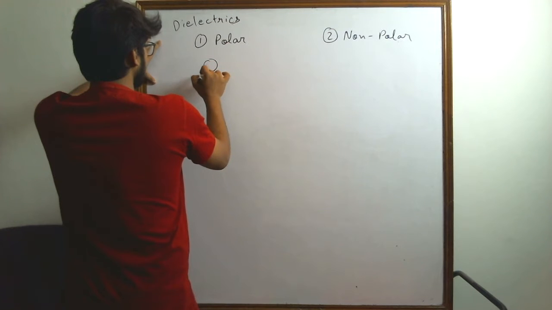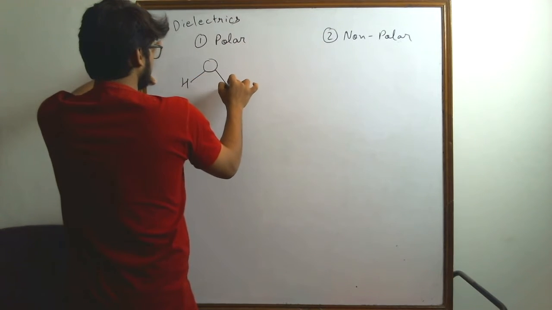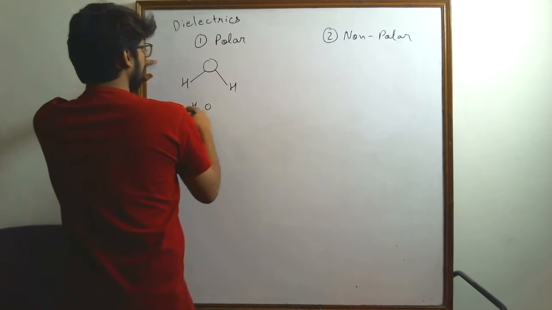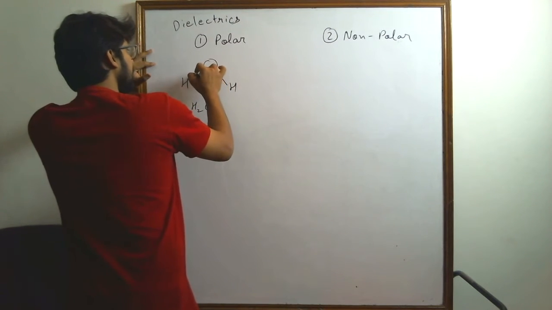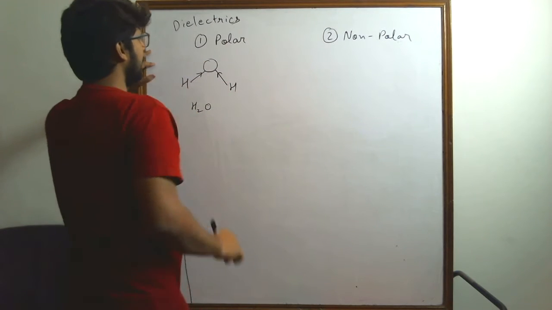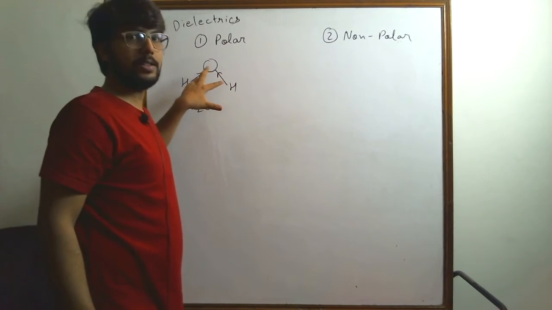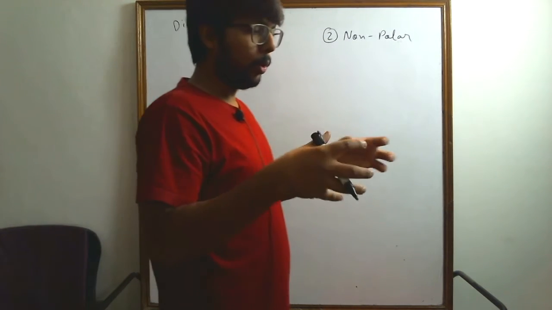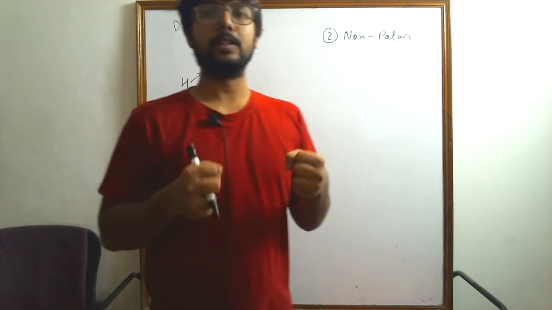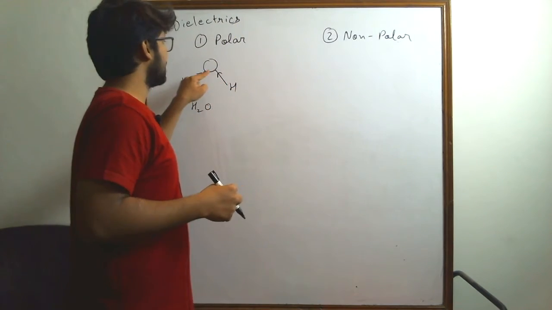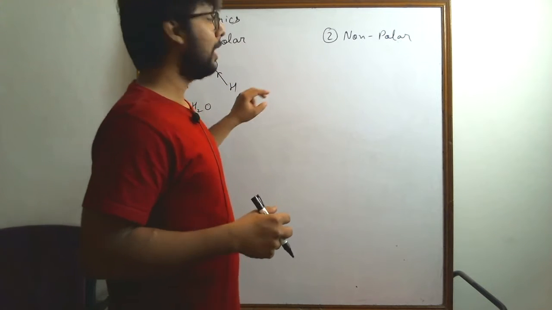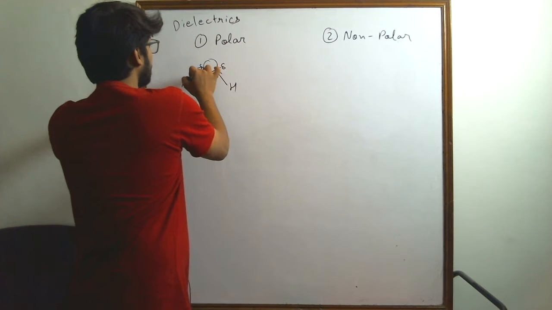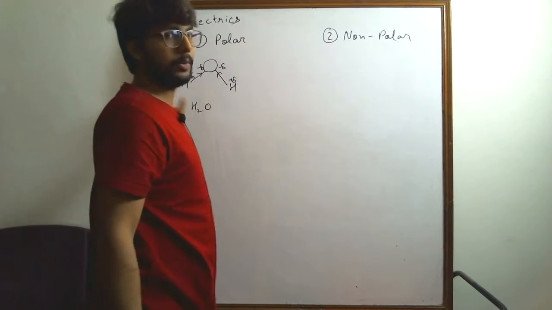When I create this molecule, this is a molecule of H2O, which is water, where O is pulling the electrons. There are shared electrons between O and H on both sides, but the O, because it is more powerful, is pulling the electrons towards itself, creating a partial negative charge over here and a partial positive charge over here, right?